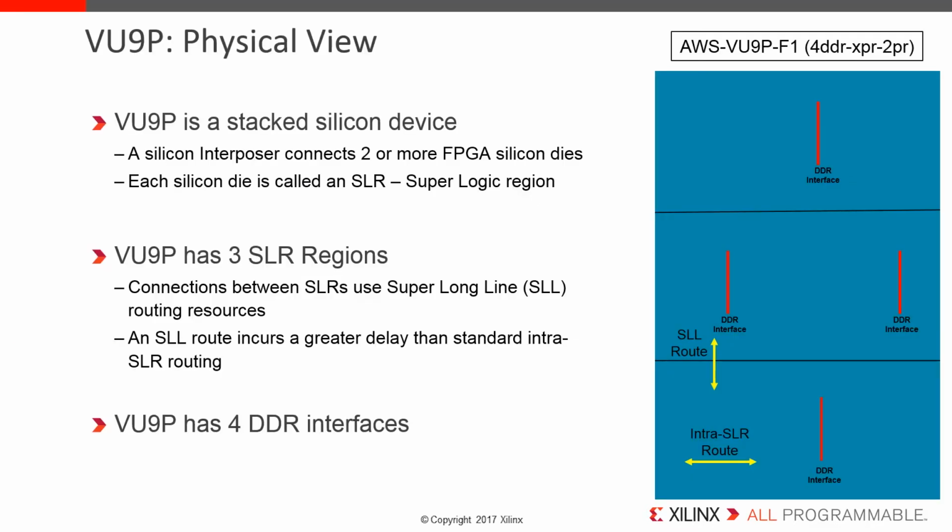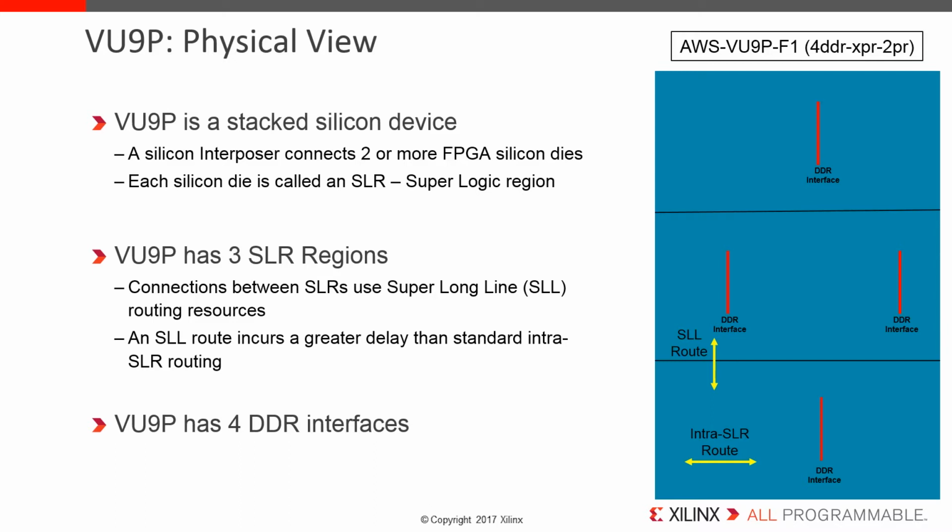Now let's look in more detail at the Xilinx FPGA at the heart of the F1 instance. The F1 instance uses a Xilinx VU9P device. This device, at the leading edge of FPGA design, is a stacked silicon device, meaning it is made from multiple dies connected on the chip via silicon interposers. Each individual die is referred to as a superlogic region, or SLR. The VU9P has 3 SLR regions.